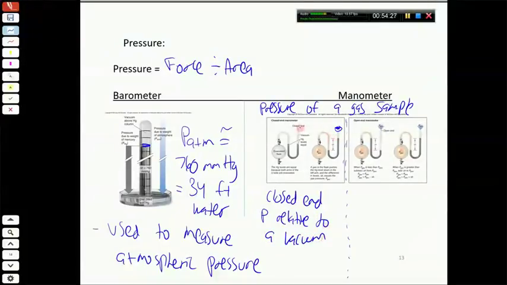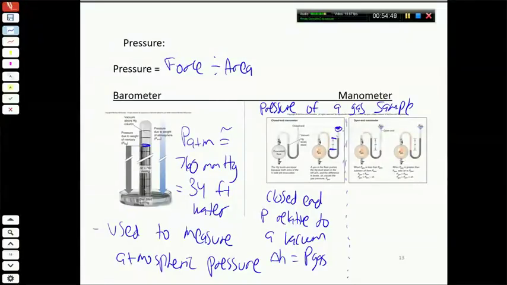And because there is no pressure pushing down on the other side of the column, this difference in height between the two sides is just equal to the pressure directly. So you just measure the height difference between the two sides of your column, and that gives you the pressure of the gas in millimeters of mercury.